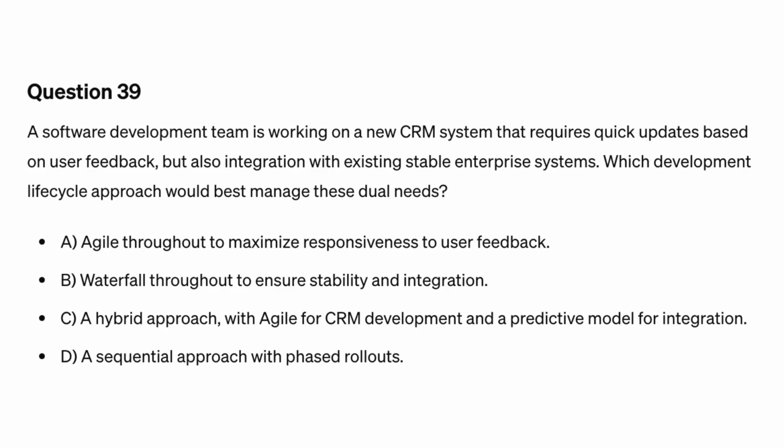Question 39. A software development team is working on a new CRM system that requires quick updates based on user feedback, but also integration with existing stable enterprise systems. Which development lifecycle approach would best manage these dual needs? A, agile throughout to maximize responsiveness to user feedback. B, waterfall throughout to ensure stability and integration. C, a hybrid approach with agile for CRM development and a predictive model for integration. D, a sequential approach with phased rollouts.